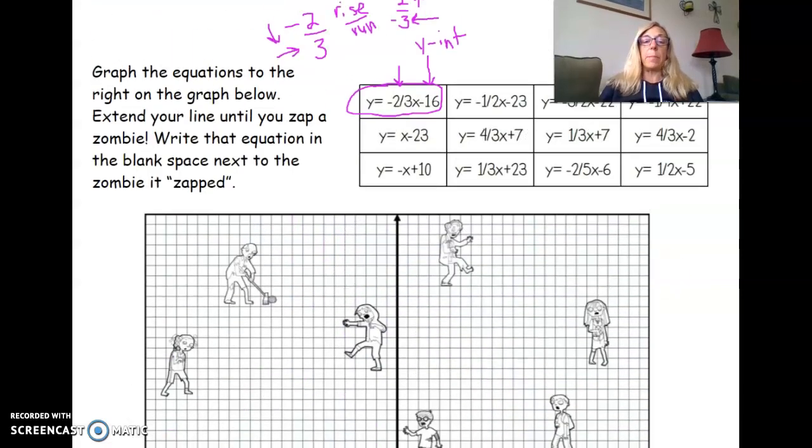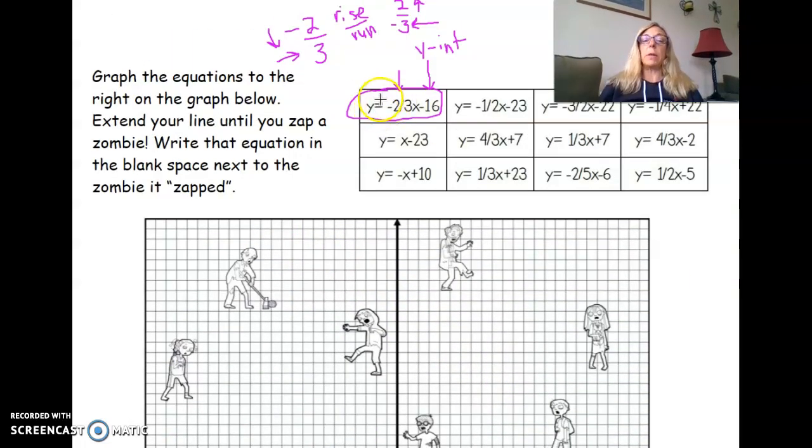So now let's go back up here. Because I'm done with this equation, I'm just going to put a check mark through it because I graphed it and I placed it in the correct box. You're going to go ahead and finish these.